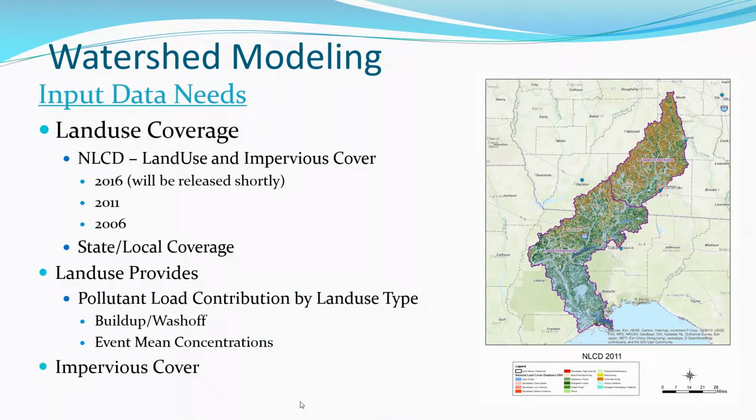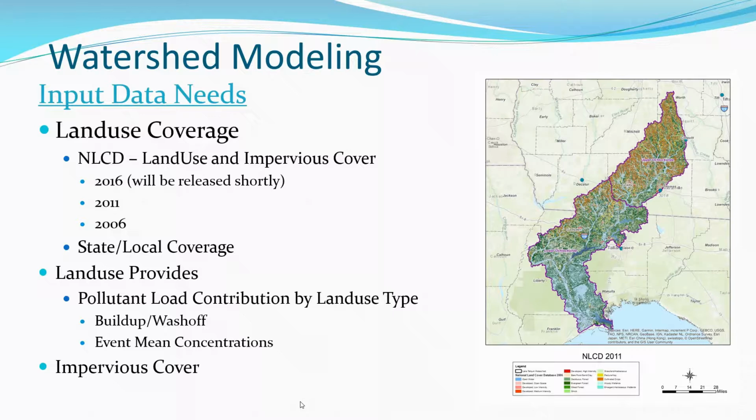A separate coverage that could be downloaded from the NLCD site is impervious cover. Impervious cover is the areas of the watershed where it is impossible for water to infiltrate into the soils. So this represents any water that falls on an impervious area would run off, and it would also carry with it whatever pollutant load contribution that was assigned to that particular land use type.